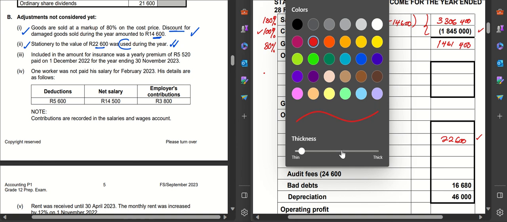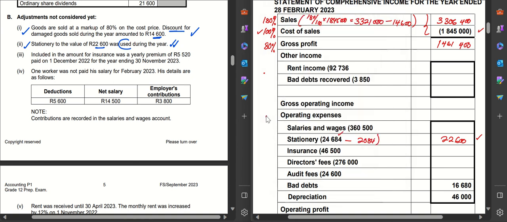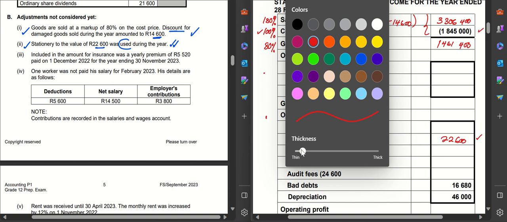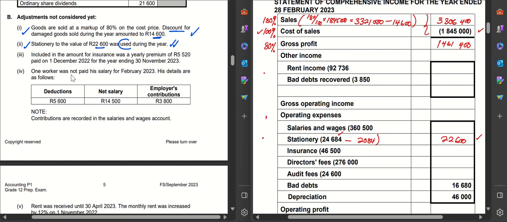Okay, let's go to the next one. The next one here reads, included in the amount of insurance is a yearly premium.